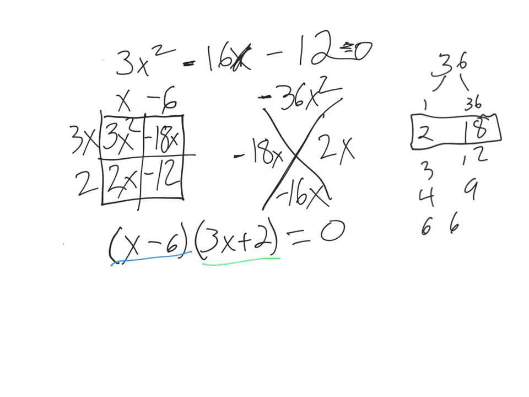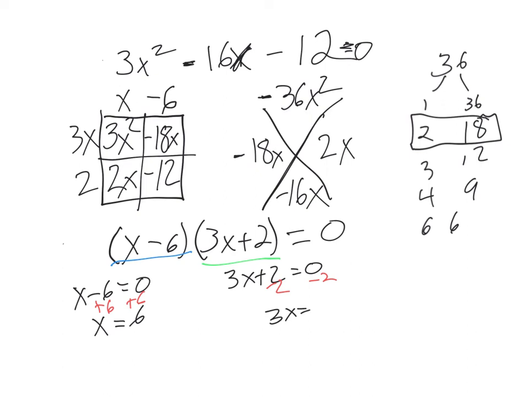What x values? I know that x minus 6 equals 0, so x equals 6 because I added 6 to both sides. Now I want to do the other. So I say other side, 3x plus 2 equals 0. Subtract 2 from both sides, so I get 3x equals negative 2. Divide both sides by 3, and so I get x equals negative 2/3.